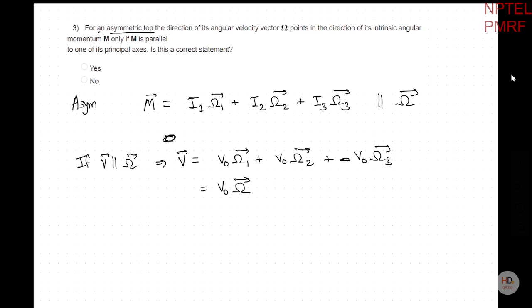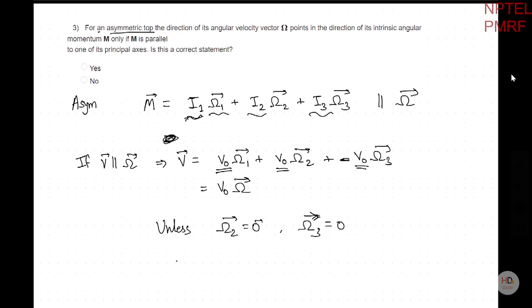Okay, so in our case, I1, I2 and I3 are unequal. So clearly these v zeros are different, and then you cannot take it out common, so m cannot be proportional to omega unless two of them are zero. So let's say omega 2 is equal to 0 and omega 3 is equal to 0, right?